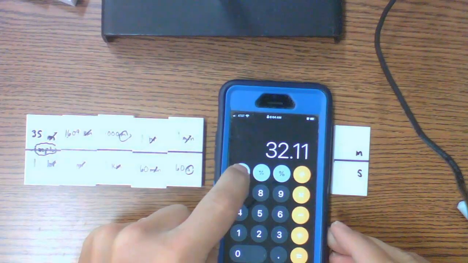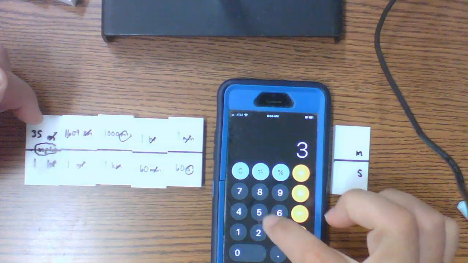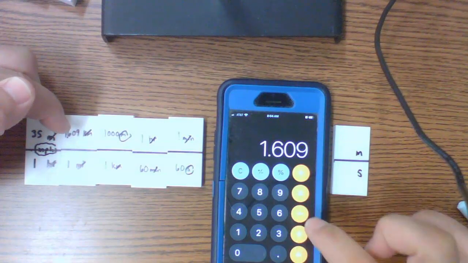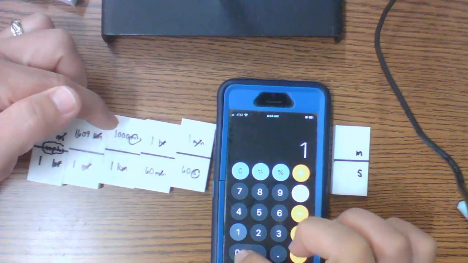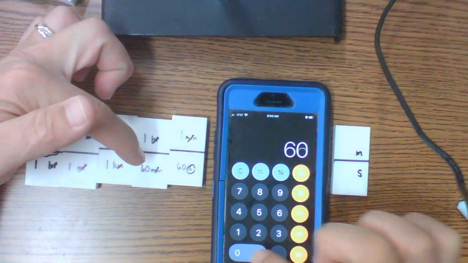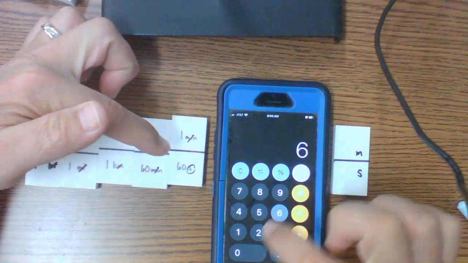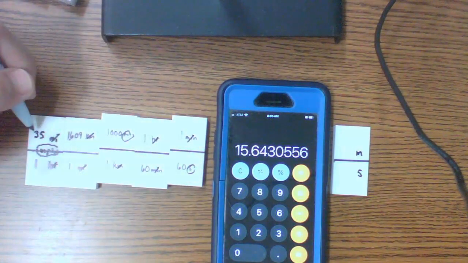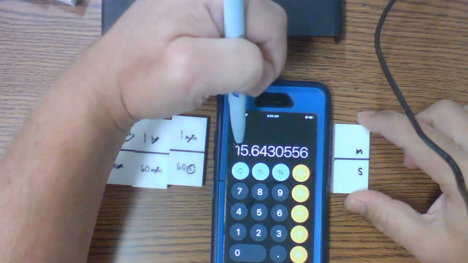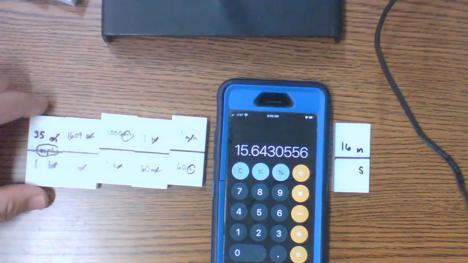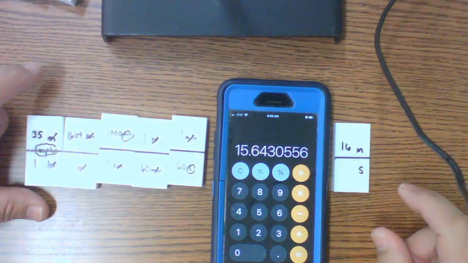Now we just need to grab a calculator to do the math. Okay, so we're going to start here with our 35. We're going to times that by 1.609. We're going to times that by 1,000. We're going to divide this by 60. And then we're going to divide this by 60. And that should give us how fast we're moving. Again, I'm going to count my digits. So I've got 2. So I'm going to go with 15. We're going to make it 16 meters per second. Okay? So 35 miles per hour is the same as 16 meters per second.